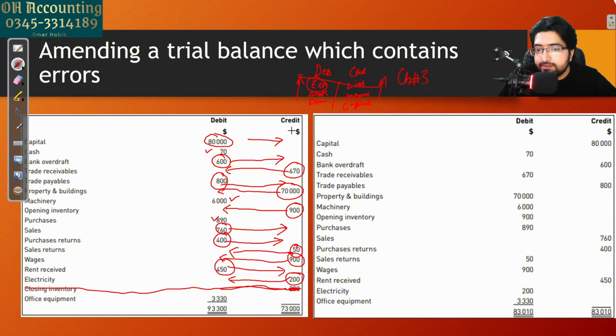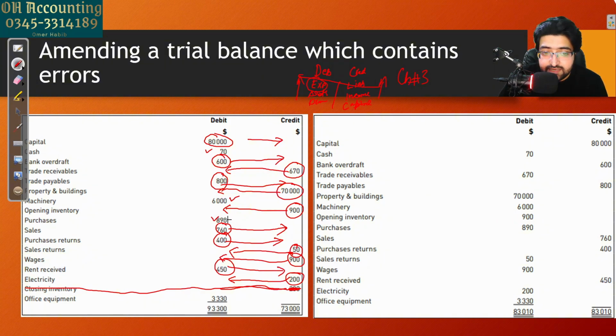So let's fix that. Capital is moved to the credit side. Then you can see bank overdraft. We have moved that as well. 670 trade receivables is now on debit. 800 trade payables are now on the credit side. And then we have fixed all of these as well. As you can see, 70,000 is moved, 900 is moved.